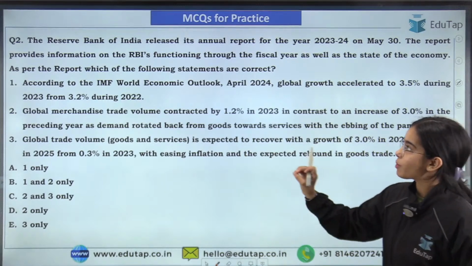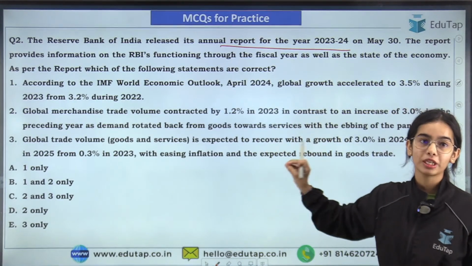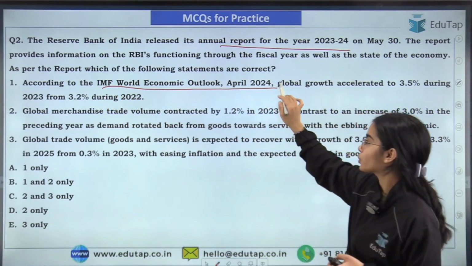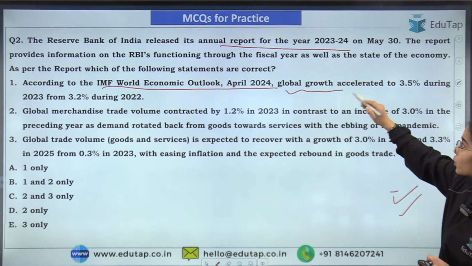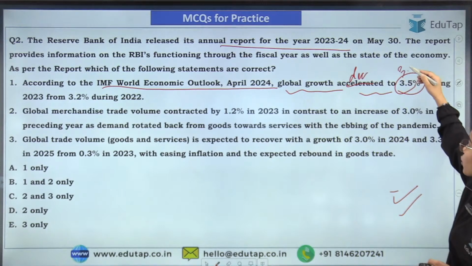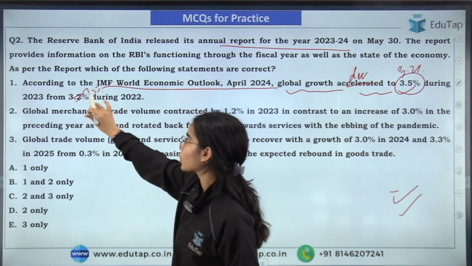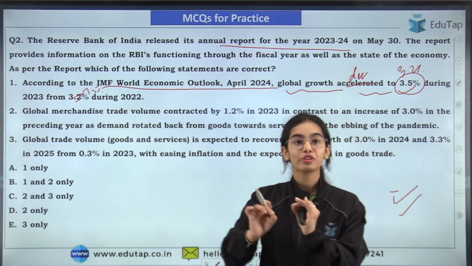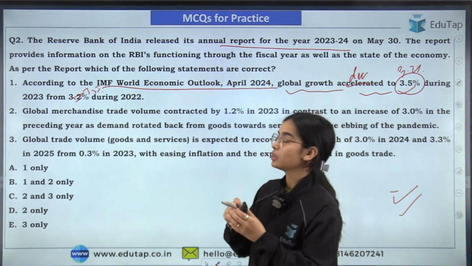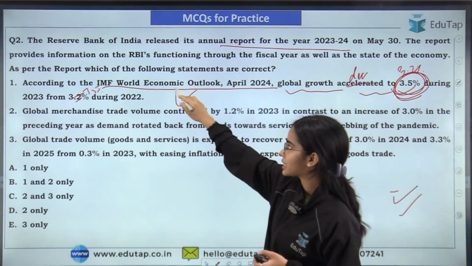So simply, the Reserve Bank of India released its annual report, and as per the assessment of the prospects of the global economy, which of the following statements is correct? According to the IMF World Economic Outlook 2024, global growth has decelerated to 3.2% during 2023 from 3.5%. So the growth of the world economy was 3.5% during 2022, and that has come down to 3.2% in 2023. So I hope you understand that this is wrong.